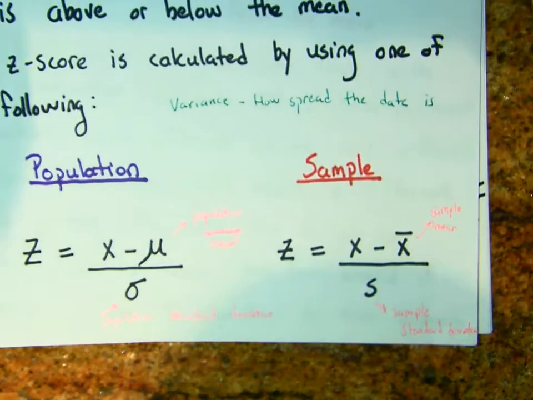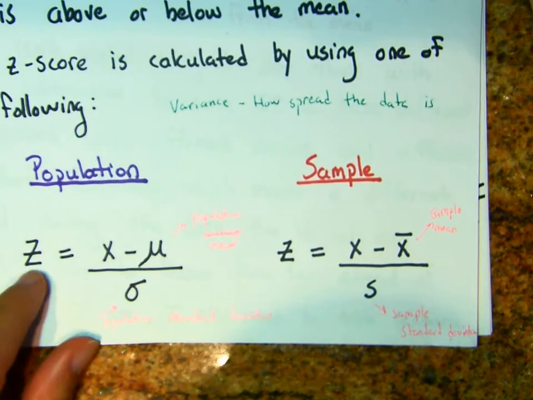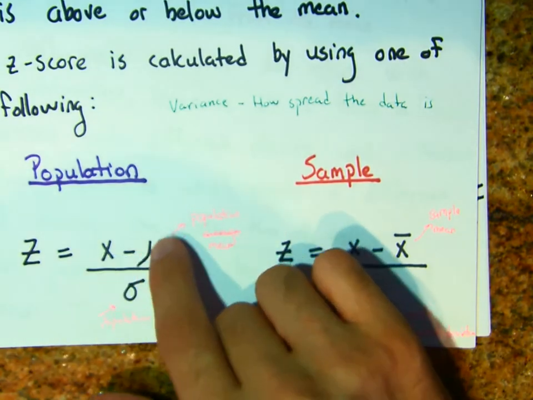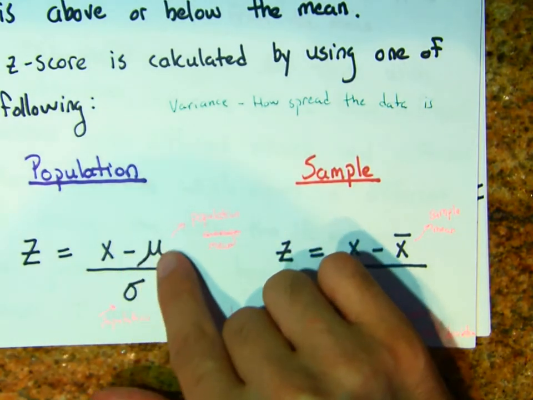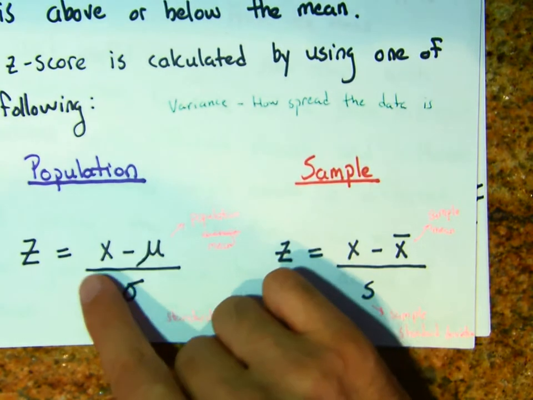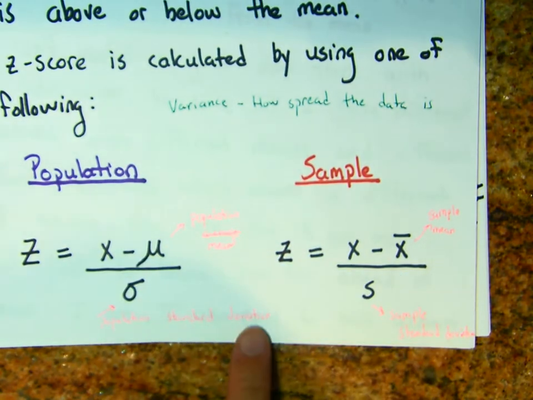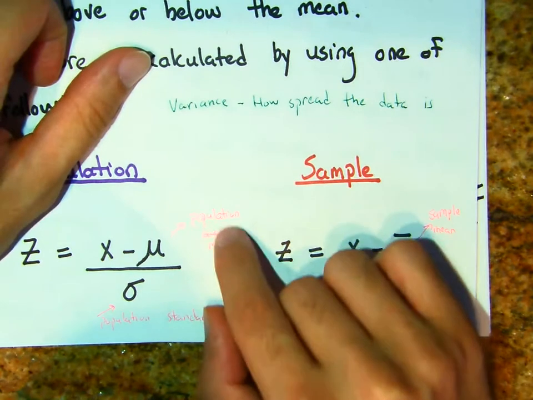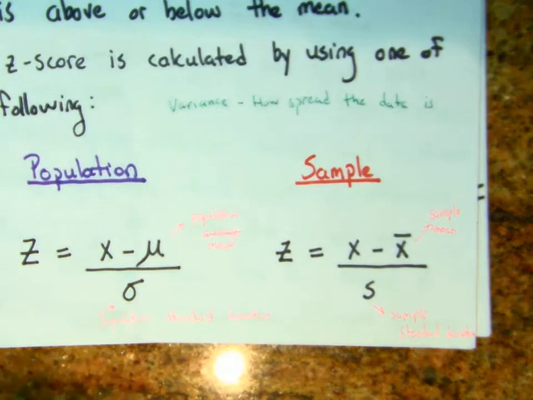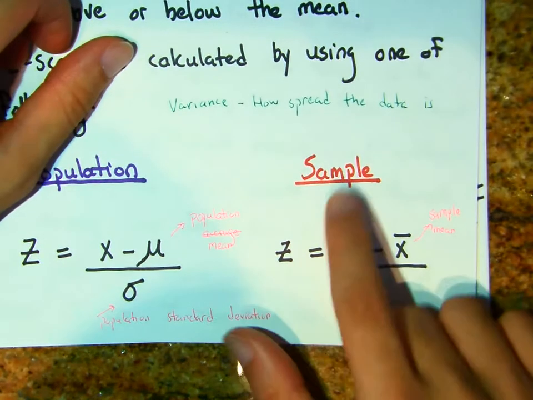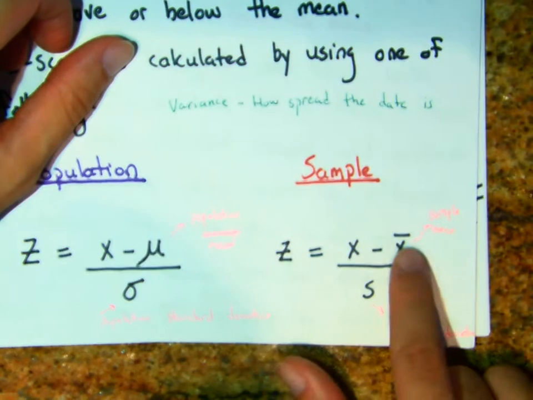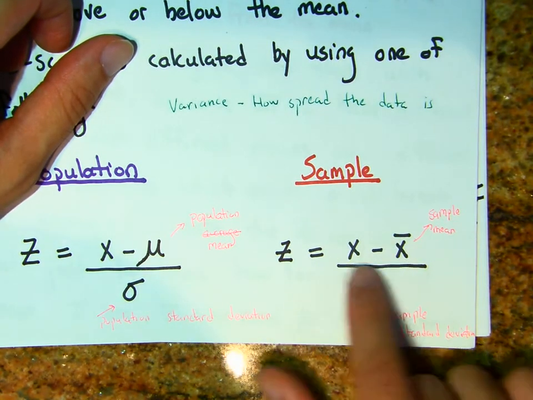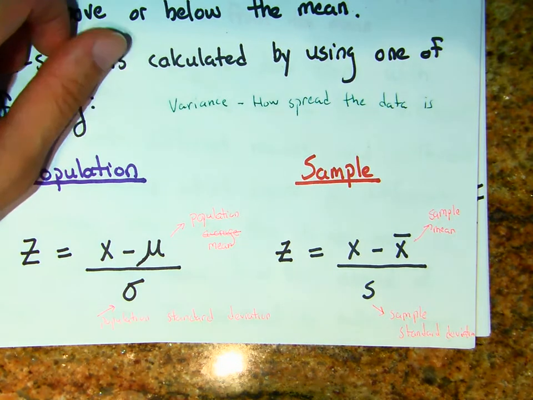For the z-score for population, we're going to say x, so this is our big X, minus the mean, mu, the population mean, divided by the population standard deviation. Sorry, I realize the pink handwriting is a little off. Okay, that's probably a little better. And for sample, notice how we're consistent with our symbols. We have x minus x bar, the sample mean, divided by the sample standard deviation.